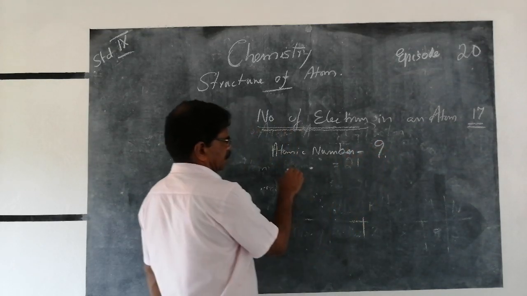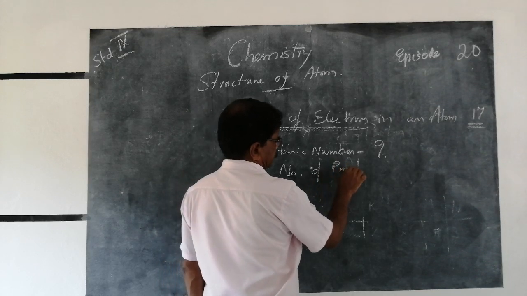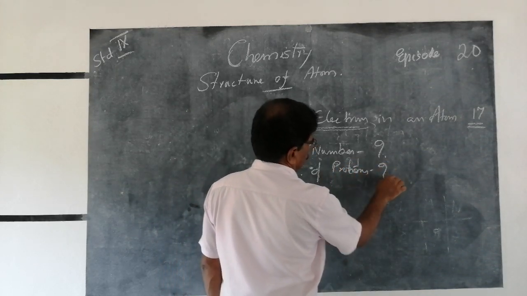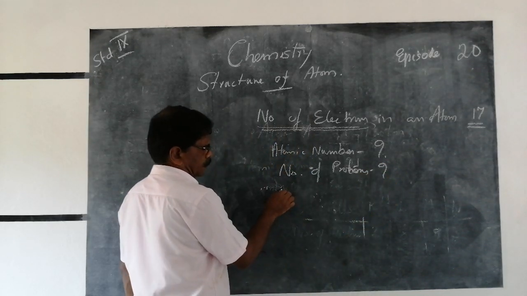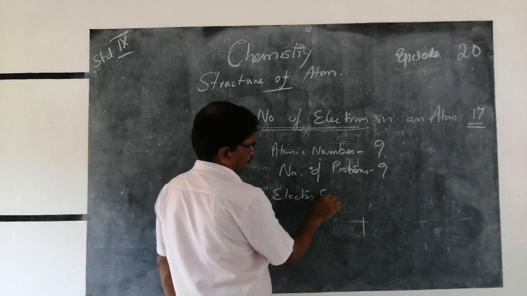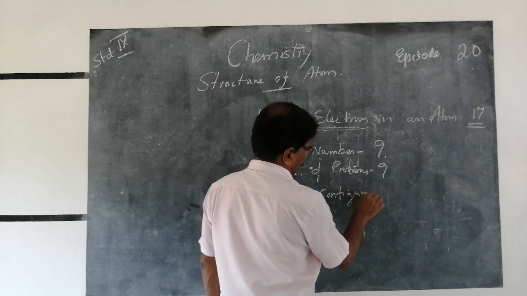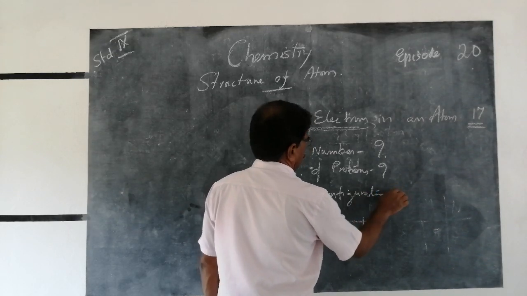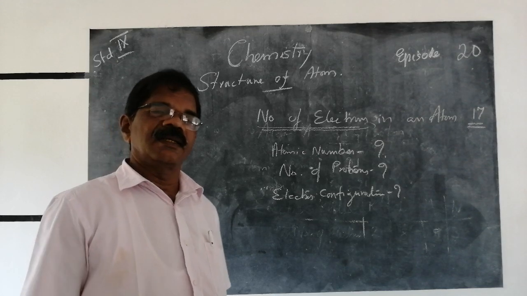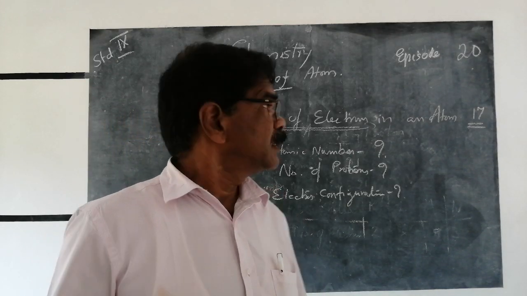the number of protons, and the electron configuration. How do we find the answer? Here, the number of electrons is given. What is the number of electrons?